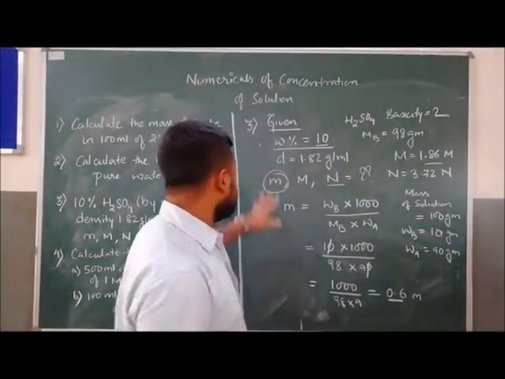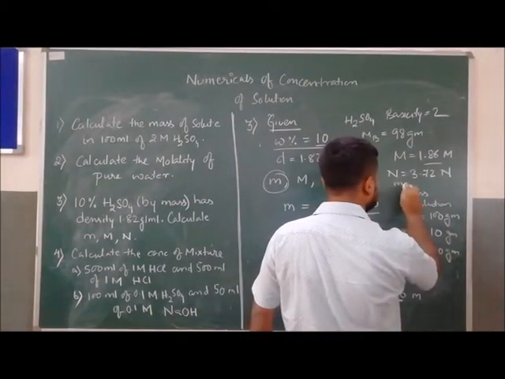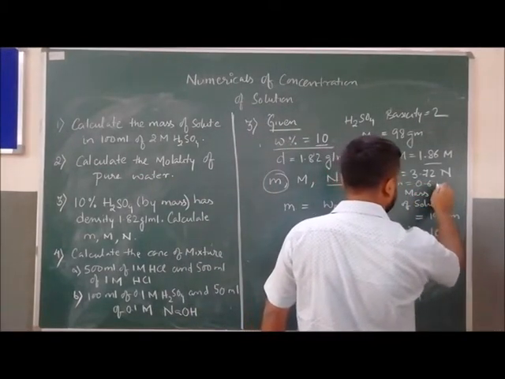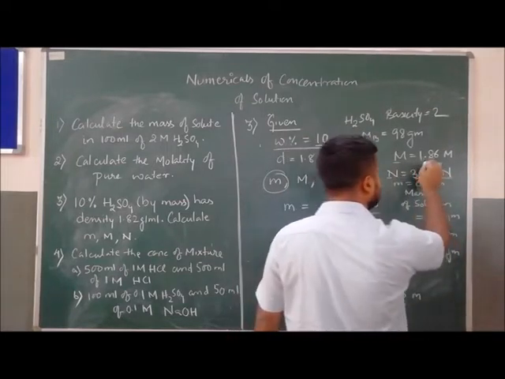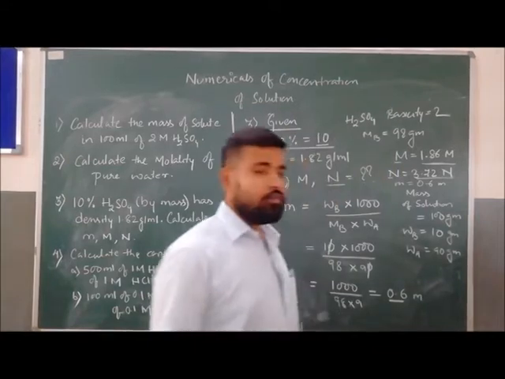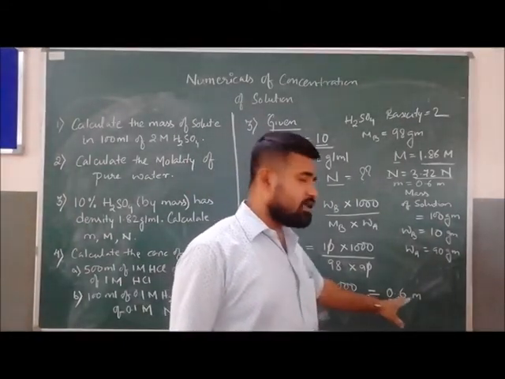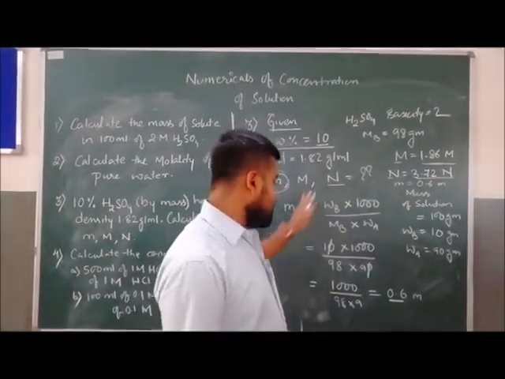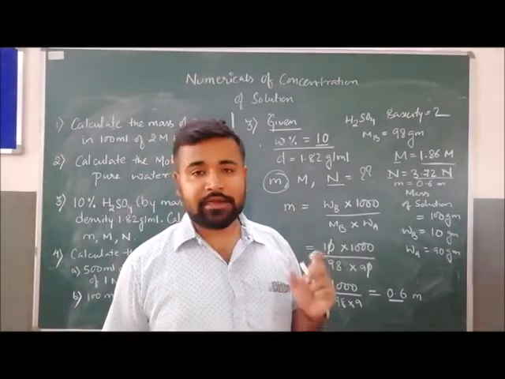So in this way this question is solved and we get the molarity is equal to 0.6, normality is equal to 3.72 normal, and molality is equal to 1.86 molal. Clear to all? So you can check by solving this one also whether the answer is correct or not. So this is the way to find out the molarity, normality and the molality.